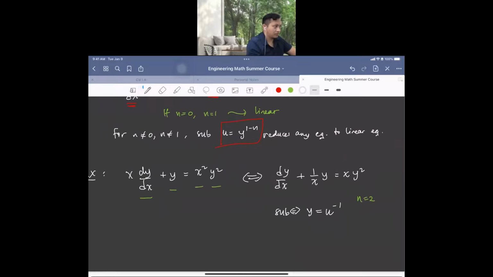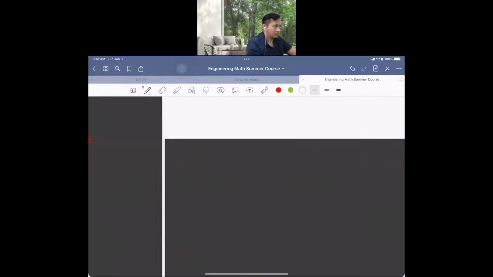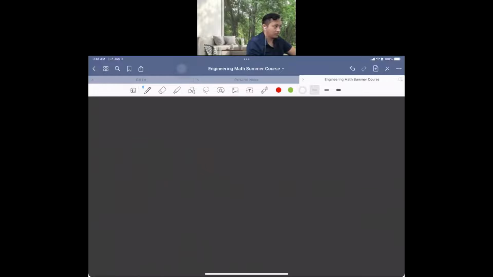Okay, and then we have dy dx or y prime is negative u negative 2 du dx. Okay. So this is the one that we are going to substitute. The next is we are going to substitute. Let me write the dy dx is negative u negative 2 du dx, and y is u negative 1.